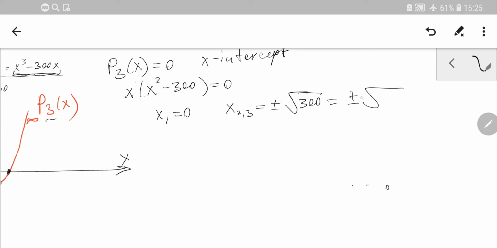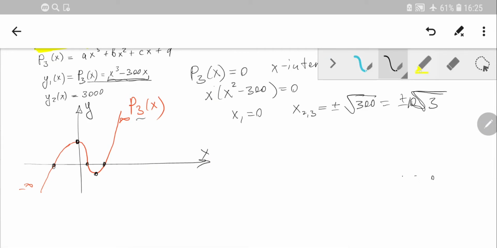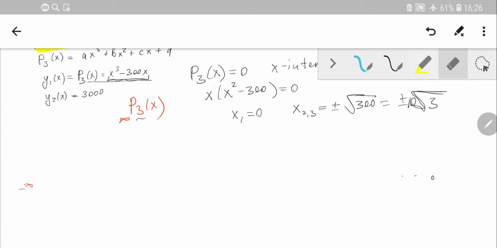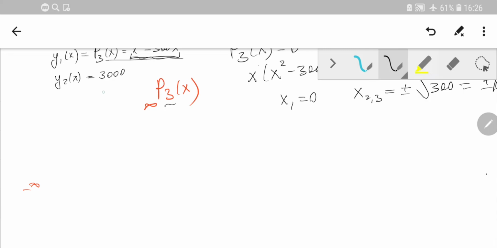But actually you can simplify it in this way, plus or minus the square root: 10 goes out and just 3 is left inside. All right, so we established basically three roots, right? So 0 and plus or minus 10 square root of 3. So now it's the right time to build it up. All right, so let's restore this graph, how it should go.